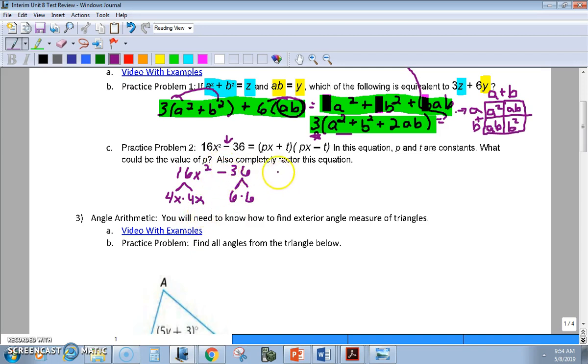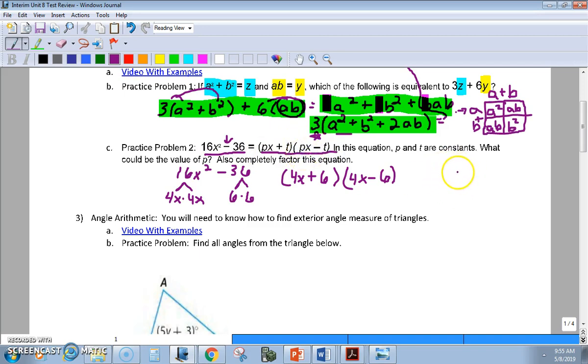The subtraction is different, so the rule is, when you rewrite it, you write out your two sets of parentheses, and you're going to put what makes the 16x squared, and then you're going to put what makes the 36, and since we're multiplying and we need to get a negative, one of those needs to be positive, and one of those needs to be negative. So I can factor this using that rule, and that's really easy. The hard part for this one is it is set up really strangely because it's an SAT problem. So it says 16x squared minus 36 is equal to px plus t times px minus t, right?